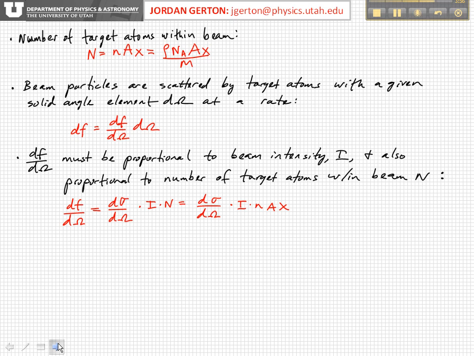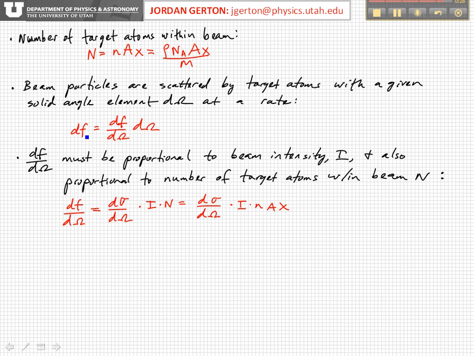Okay, and if we think about it, we realize that this df d omega should be proportional to the intensity of the beam, that is how many particles per unit area per unit time are traveling towards the target. Because if we increase that, then we've increased the number of particles which are hitting the target per unit time, which means that the rate at which they're scattered should increase.